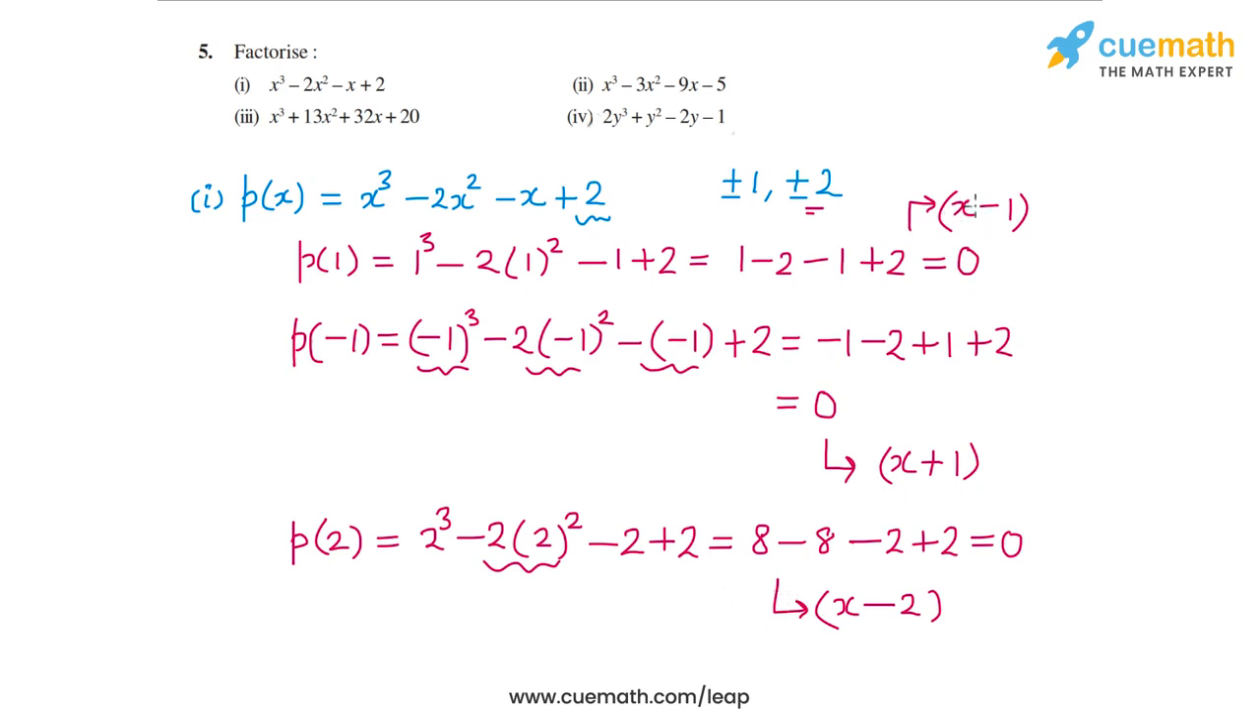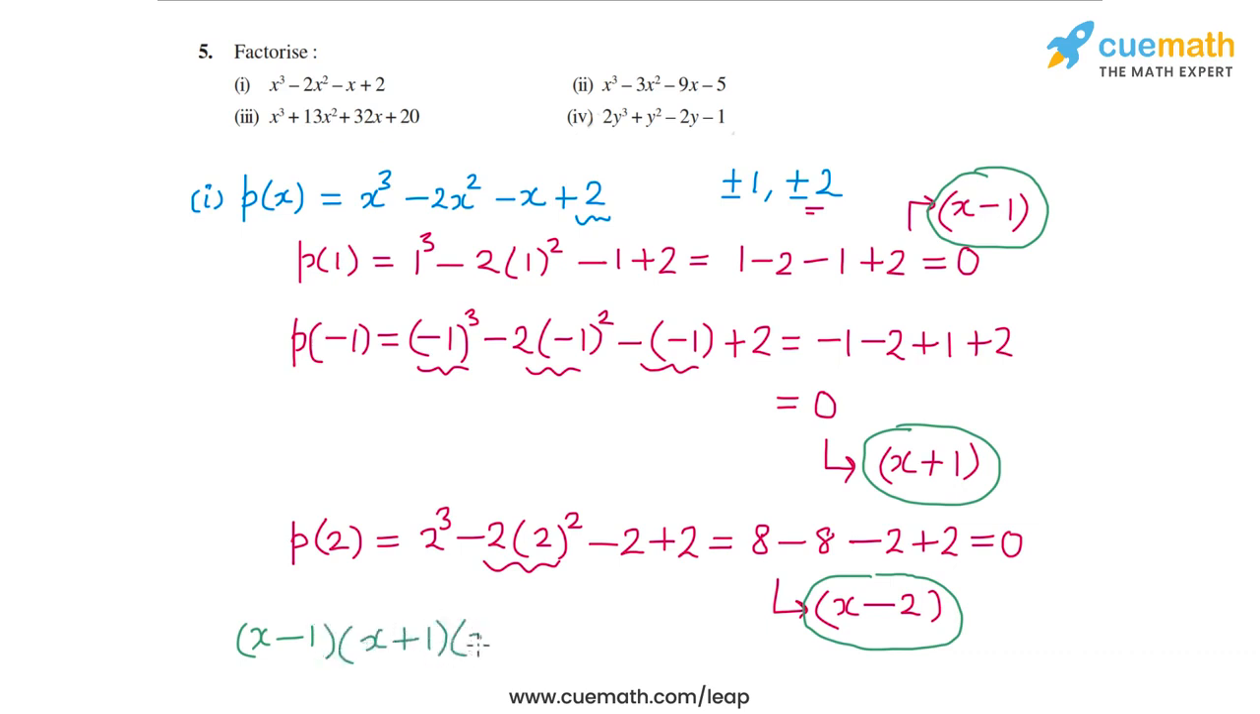So we have found out the 3 factors of p(x) by directly using the factor theorem. The first factor we found out was x minus 1, then we found out x plus 1, and then the third factor we found was x minus 2, which means that p(x) can be factorized as x minus 1, x plus 1, x minus 2. So this is our answer to the first question. Let's go to the second part.